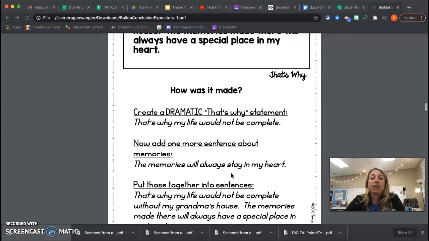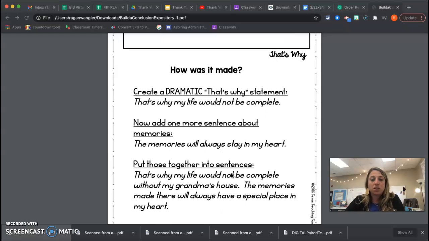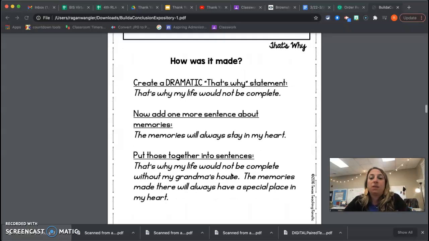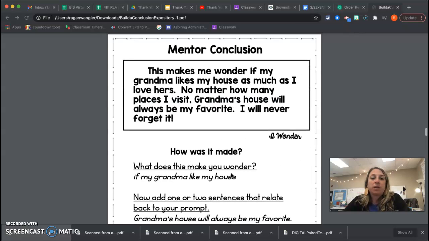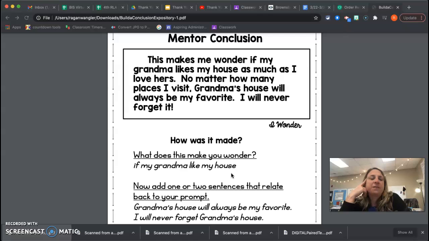You know, that's why my life would not be complete without my grandma's house. The memories made there will always have a special place in my heart. I restated, I gave my that's why sentence, and then I gave a special little sentence to go on with my memory. And then we have the last one. It says, this makes me wonder if my grandma likes my house as much as I love hers. No matter how many places I visit, grandma's house will always be my favorite. I will never forget it.